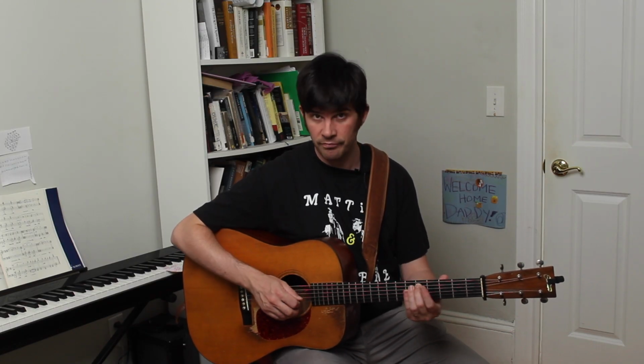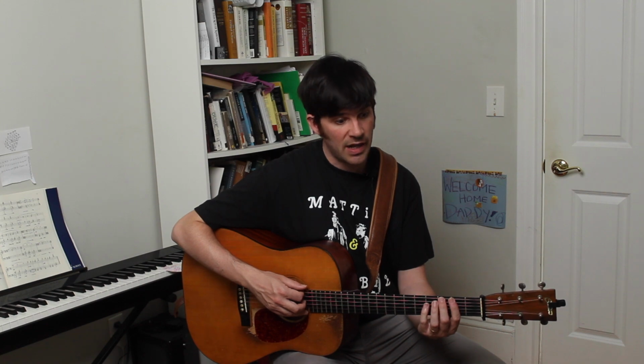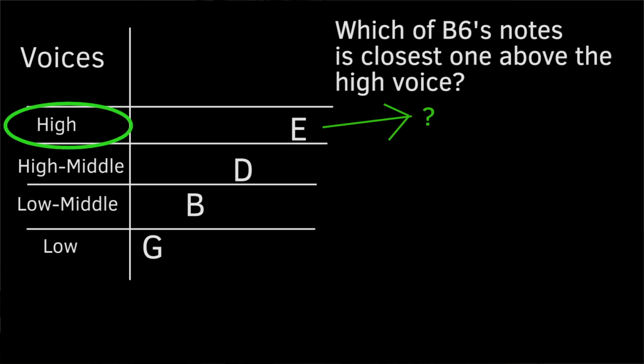How about the high middle voice, the D? The closest note up in the next structure in the B6 is a D sharp. Let's listen to that. Let's look at the high voice, the E. The next note in our B6 structure from the E up is an F sharp. So here we have 4 interesting options.